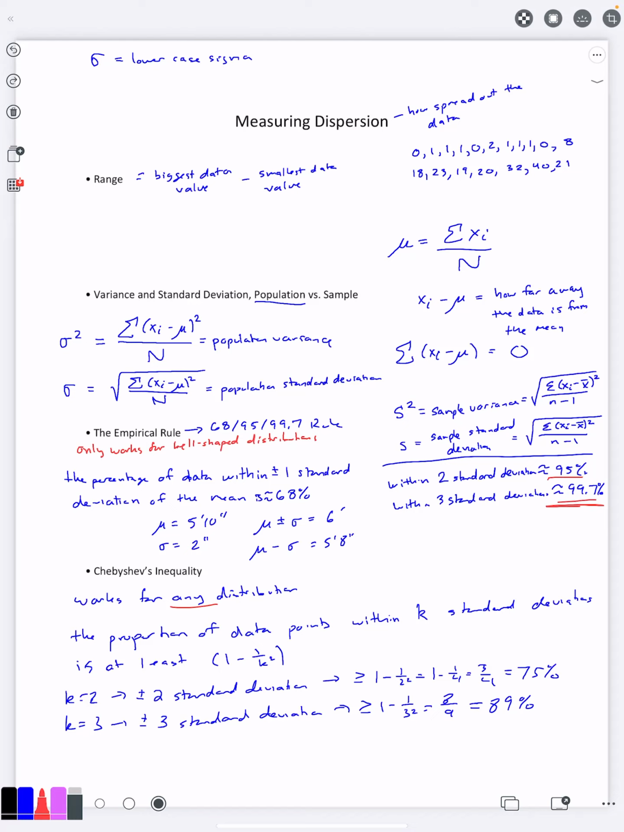Anyways, key things in this video is how do you calculate range? How do you calculate variance and standard deviation? What are they? What are the symbols for them? What is the empirical rule? And what is Chebyshev's inequality?